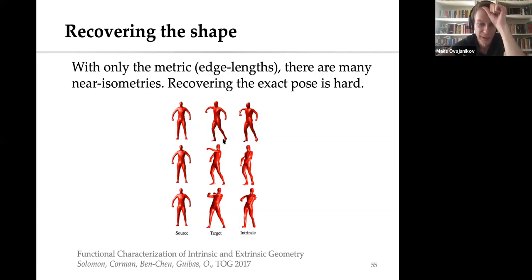My take-home message from this project was that any paper that claims to recover the shape just from the intrinsic metric is doing some very strong regularization. It's not easy in general, because there are many shapes that have the same or very similar edge lengths, but don't have the same pose. So recovering the pose is a difficult problem. In this 2017 paper, we showed a different way of recovering the pose, but it was very computationally heavy and not very practical.